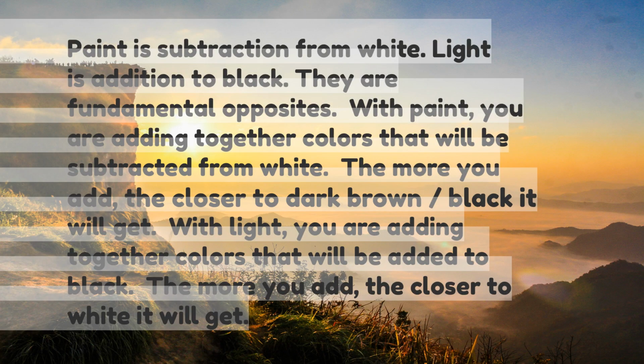Paint is subtraction from white. Light is addition to black. They are fundamental opposites. With paint, you are adding together colors that will be subtracted from white. The more you add, the closer to dark brown or black it will get. With light, you are adding together colors that will be added to black. The more you add, the closer to white it will get.